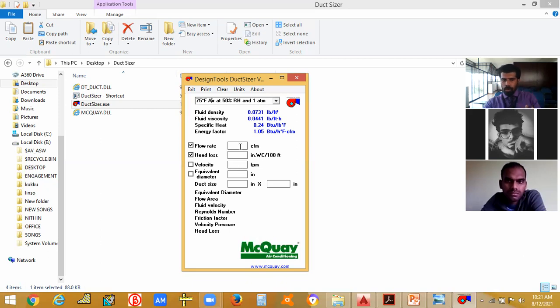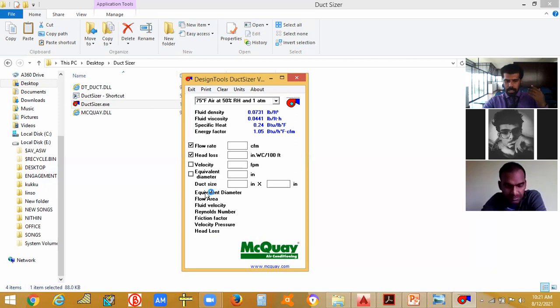According to that, you can give a velocity here. If you give flow rate and head loss, you will get velocity, equivalent diameter, and duct size. If you give flow rate and velocity, you will get head loss, equivalent diameter, and duct size, and all its properties like flow area, fluid velocity, Reynolds number, friction factor. You can get velocity pressure also from this software directly, and the head loss also. So these are the properties.